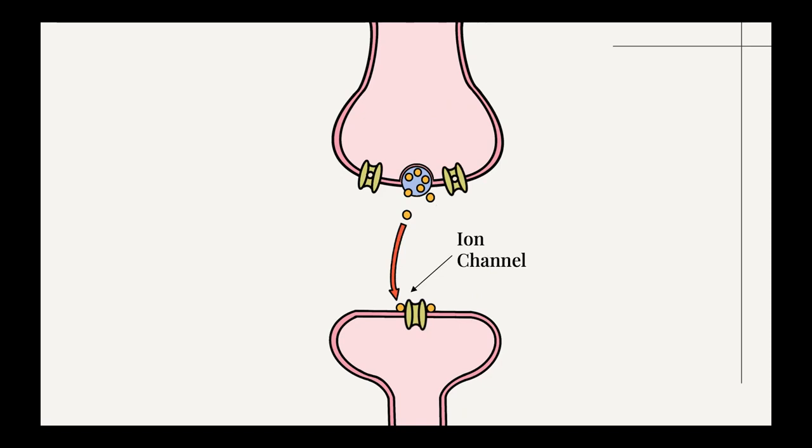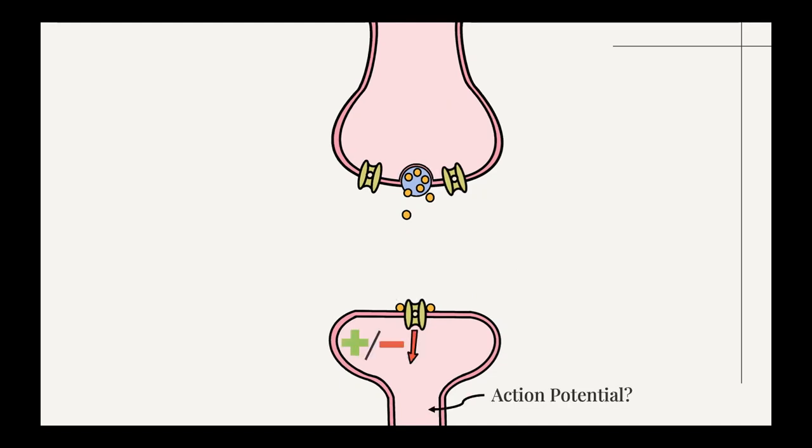and postsynaptic neurons. The neurotransmitters move across the space and bind to the receptors on the postsynaptic neuron. Then the receptors, which can be ion channels, will open to let ions flow in and change the neuron to be more or less positive, which may or may not lead to an action potential.